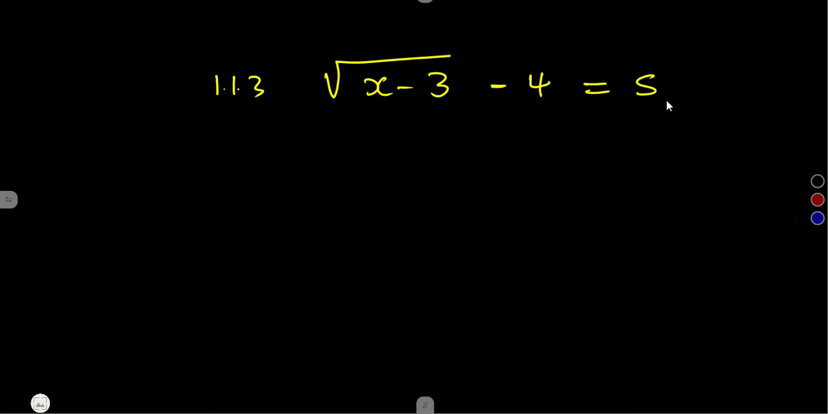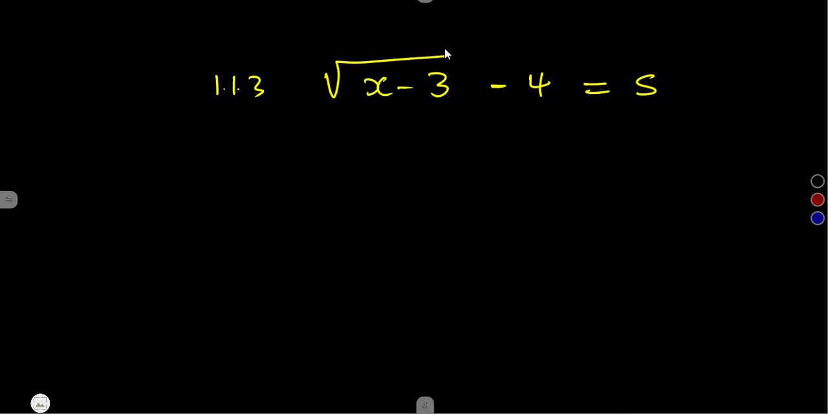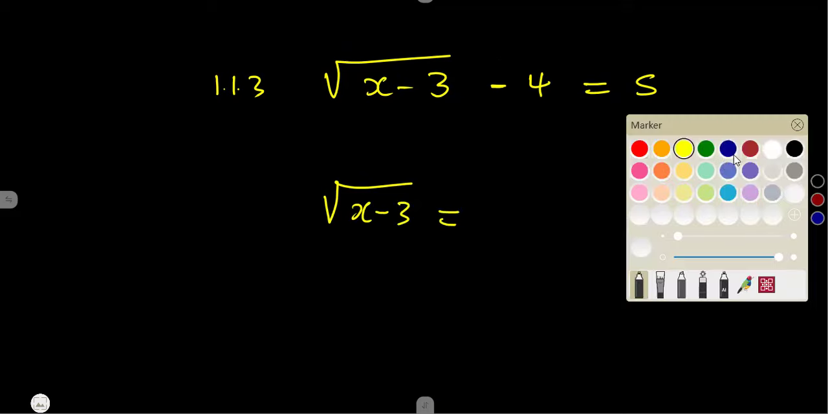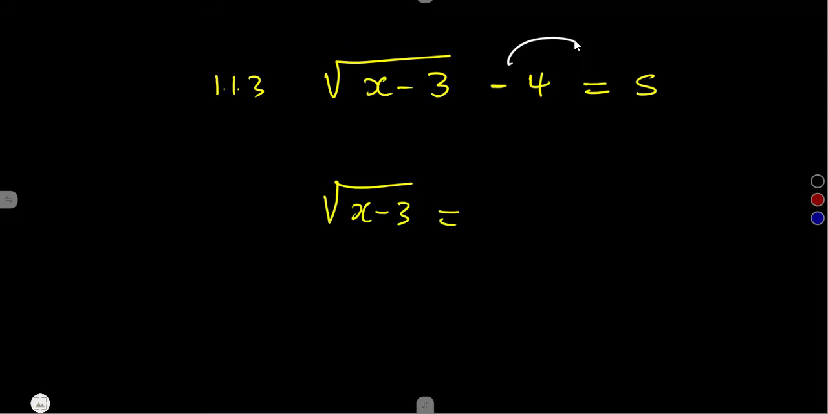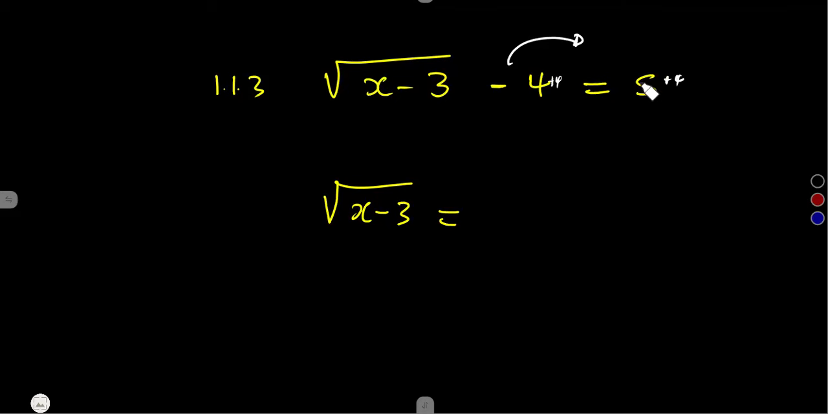So guys, check, we do not have any x that is there. So remember, we are dealing with a surd. Isolate. Make sure that the surd is on its own. So the square root of x minus 3 is equal to what? We take the negative 4 to the other side of the equation. So that is going to be a positive 4. Or simply add 4 to both sides. So that is going to give us 5 plus 4, that's 9.